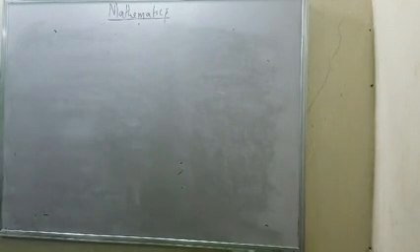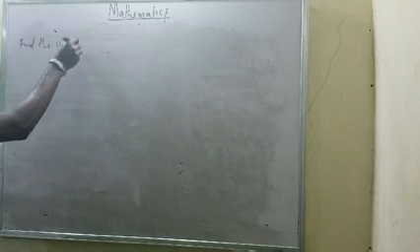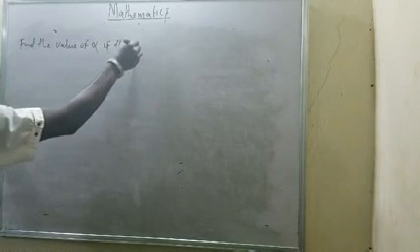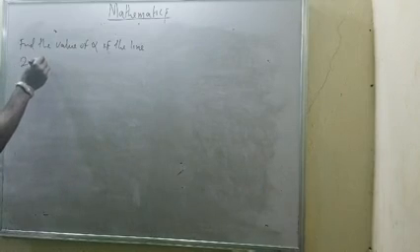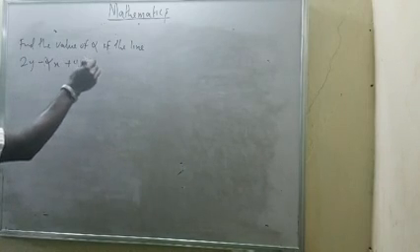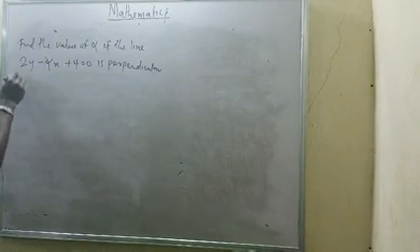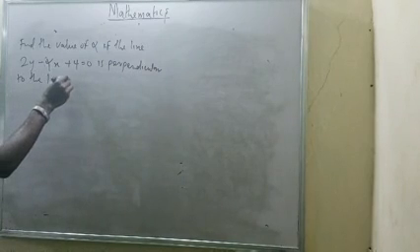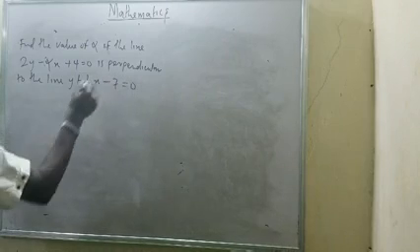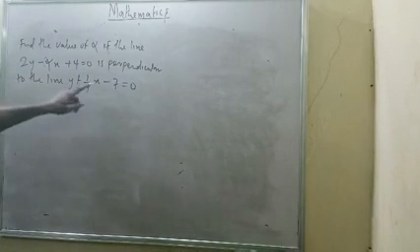If I have a problem this way, I have to find the value of alpha if the line y minus alpha x plus 4 equals 0 is perpendicular to the line y plus 1 all over minus 7 equals 0. Now, I want to check these two lines are perpendicular. This is line 1, this is line 2.